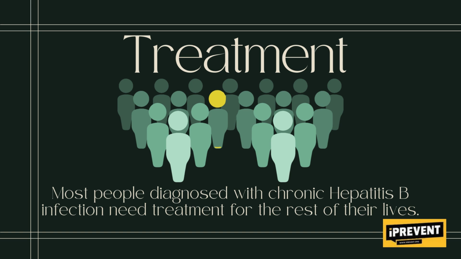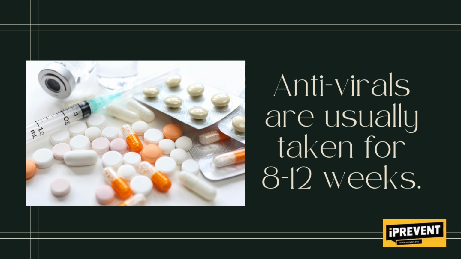Most people diagnosed with chronic hepatitis B infection need treatments for the rest of their lives. Hepatitis C can be treated with antiviral medication. Antivirals are used to clear the virus from the body. Talk with your provider about what type of hepatitis treatment may be right for you. It is important to be aware that if you have ever contracted the virus, you are more susceptible to becoming reinfected.